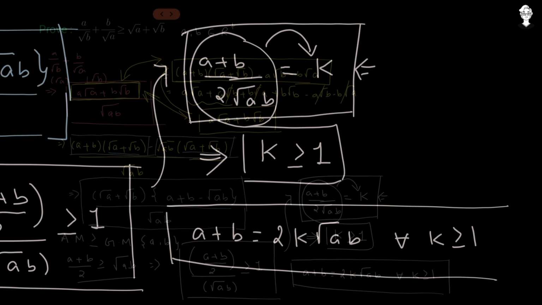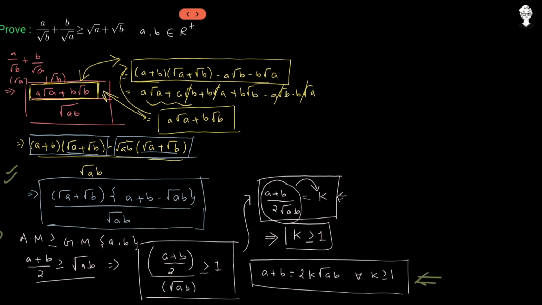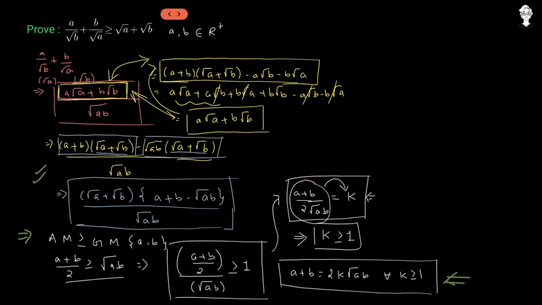Remember this, okay? So this was the final equation at which we stopped. Then we saw the AM-GM relation and got this equation that a + b equals 2 times k times square root of ab, where k is greater than or equal to 1. So remember this particular equation. In this we have a + b, so this a + b can be just replaced with this value that we just got.